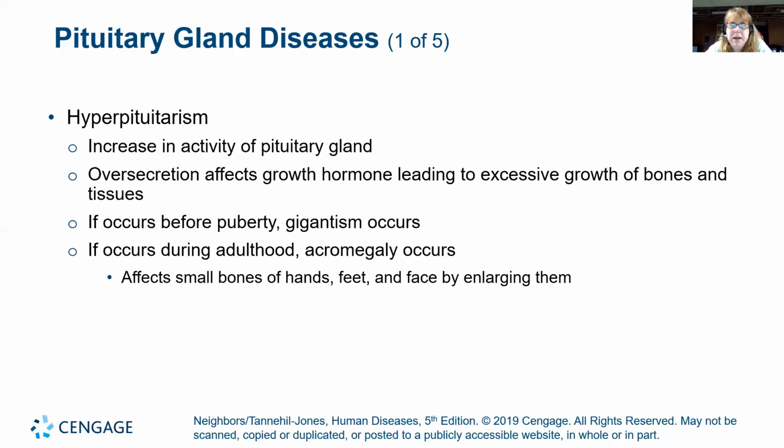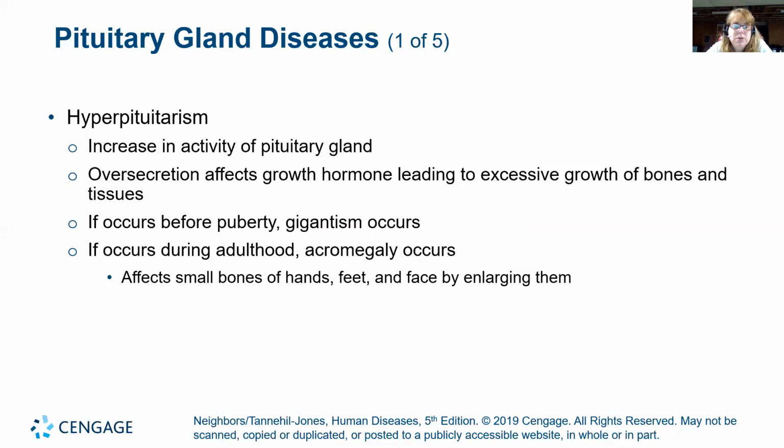Hyperpituitarism, too much, increased activity of the pituitary gland, okay? When there's increased activity, there's an oversecretion, and it affects growth hormone, which leads to excessive bone growth and tissue growth, okay? If it occurs before puberty, then gigantism occurs. This is where people can be 7 to 8 feet tall.